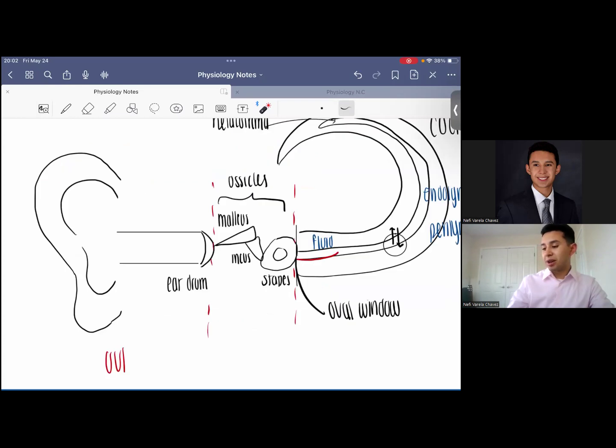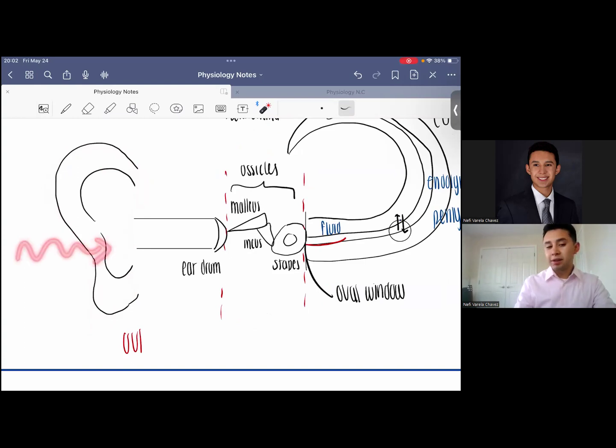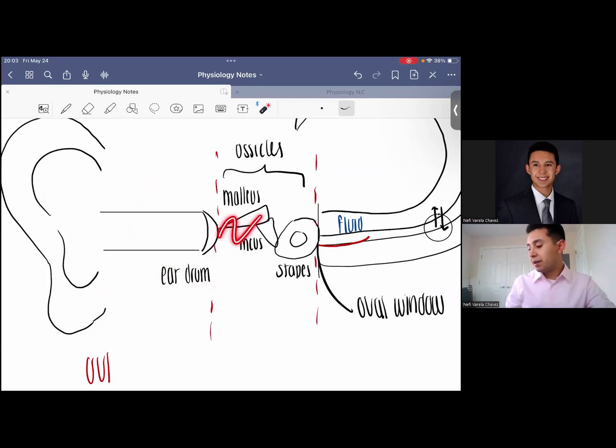And everything's gonna start here in our outer ear. So we're gonna have a sound wave that is gonna go to the inside of our ear. And in our outer ear, we're gonna have this structure named the eardrum. So the eardrum is gonna work as a drum. It's gonna be hit, and it's gonna vibrate. This is gonna help us to amplify this wave.